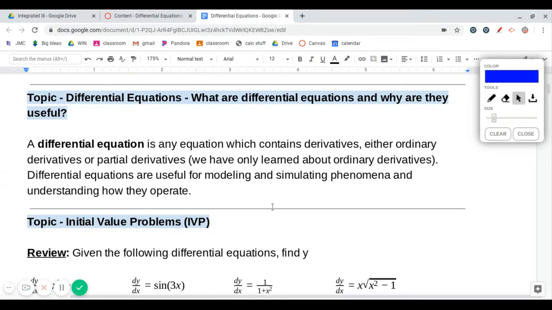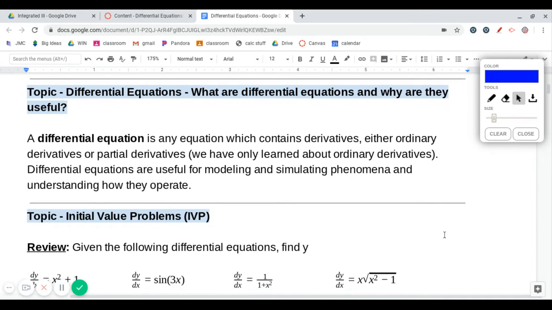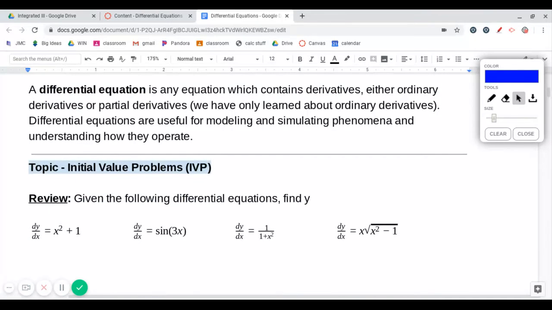Differential equations are useful for modeling and simulating phenomena and understanding how they operate. For example, Newton's laws of motion, Newton's law of cooling. We're going to talk about growth and decay problems, like population growth or bacteria growth or decay. Also, radioactive decay can be modeled with differential equations. Oh, spring-mass systems. Really all kinds of things. So that's what they are, and some useful aspects of them.